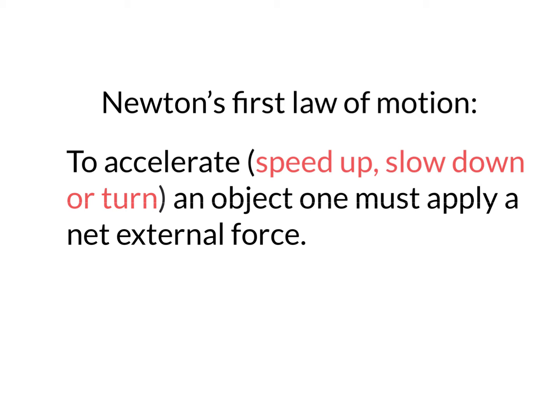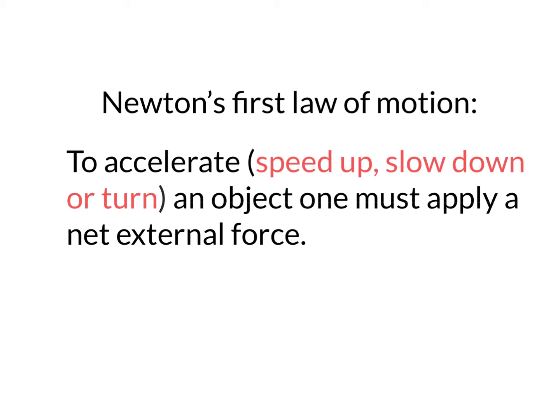The way I say it is written down here. To accelerate an object, one must apply a net external force. Now, in red here, I've written down what we mean when we say accelerate something. It means one of 3 things. It means we either speed it up, slow it down, or turn. And of course, it's possible to speed up and turn at the same time, or slow down and turn at the same time. But anytime you're doing any of these 3 things, speeding up, slowing down, or turning, that means you're accelerating. And in order to do that, you have to apply a force.